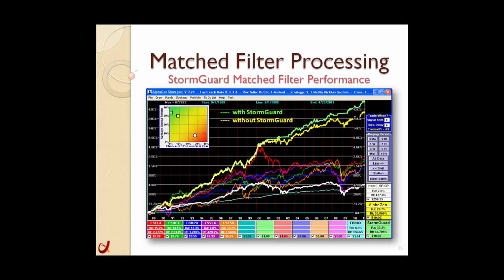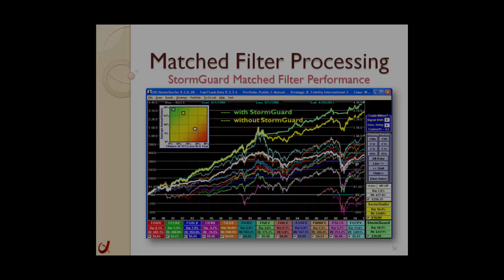Let's specifically look at how StormGuard affects strategy performance. This is a Fidelity sector fund strategy. The green line includes StormGuard and the yellow line does not. The benefit of StormGuard comes exclusively during the 2 major down market periods in this 23-year chart. The cumulative strategy improvement achieved by including StormGuard is 86%.